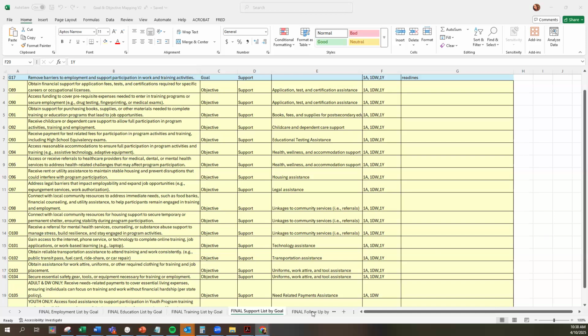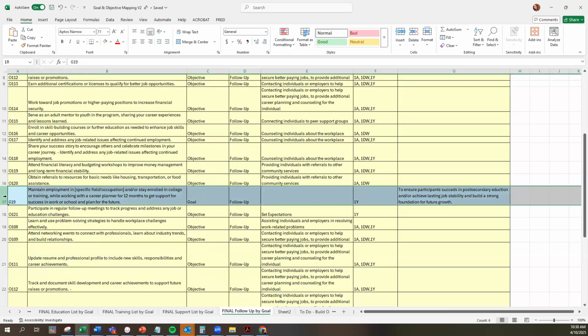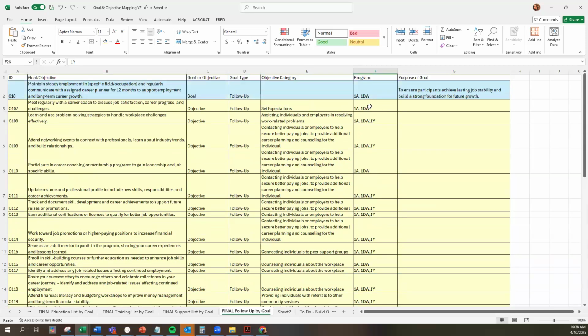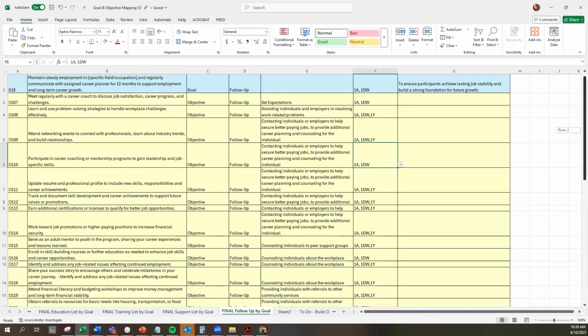All right, so follow-up is where we start to see more of a split. We have a goal for adult and dislocated worker and a goal for youth. We did tweak our goal for youth a little bit based on some feedback. And then for our objectives, you'll see some of these objectives are youth only, some are for all, and then again here, some are for dislocated worker and adult only. So I'll sit right here so you guys can look at this, and then I'll move on to the youth one.